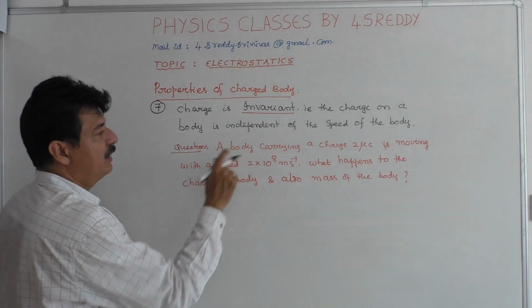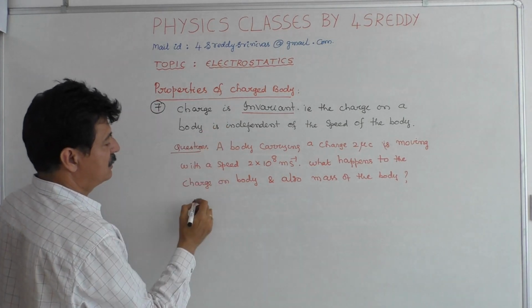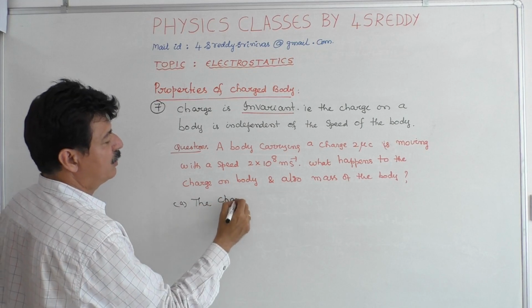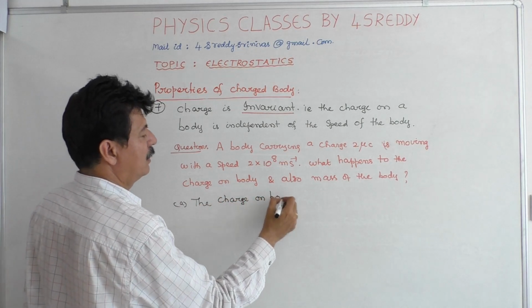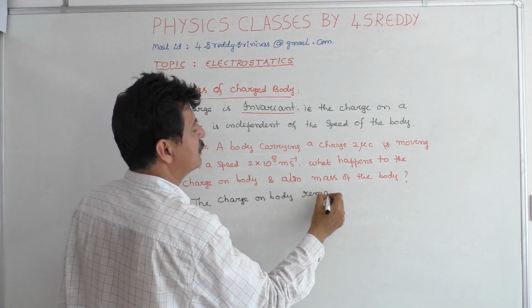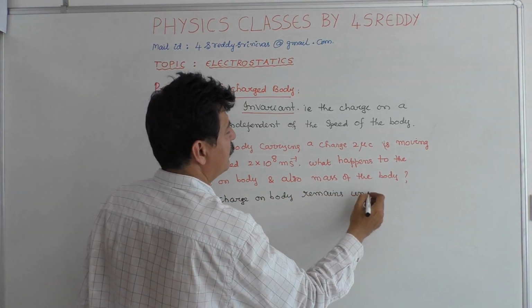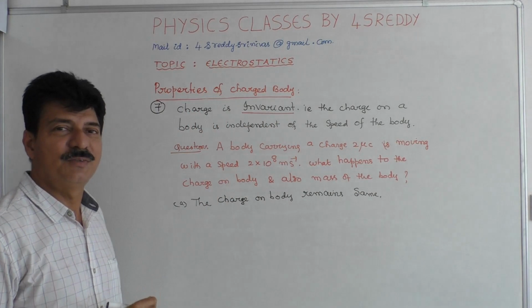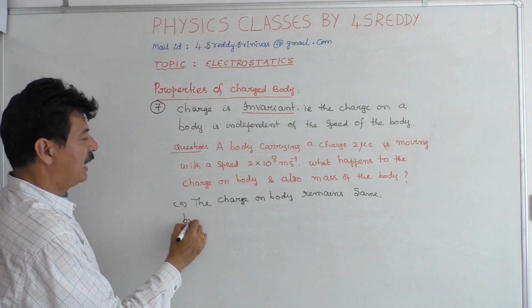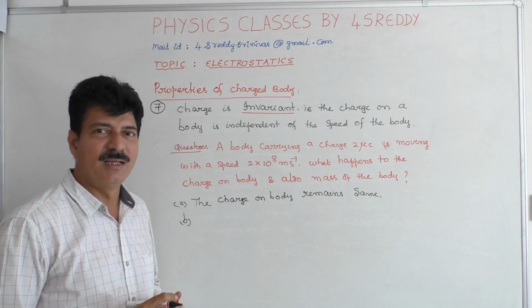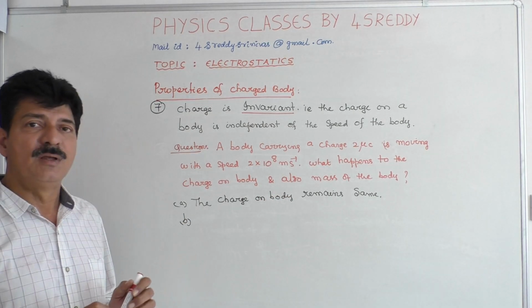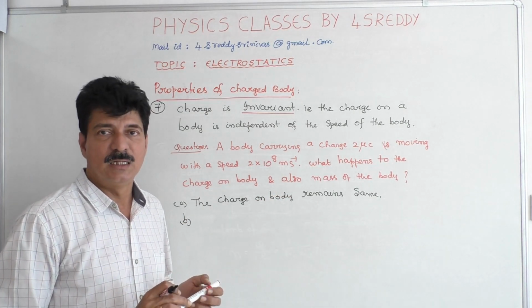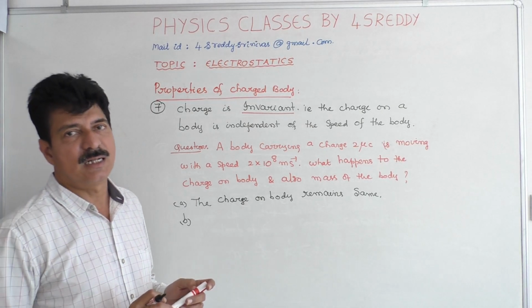Generally here, the charge on the body remains unaltered or remains the same. It is simple, because the charge on a body is independent of the speed of the body. But what happens to the mass of the body? Whenever the objects are moving with a velocity close to the velocity of light, then we must always consider the relativistic mass.